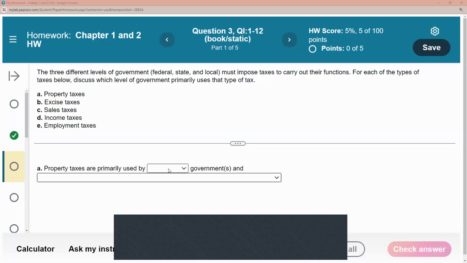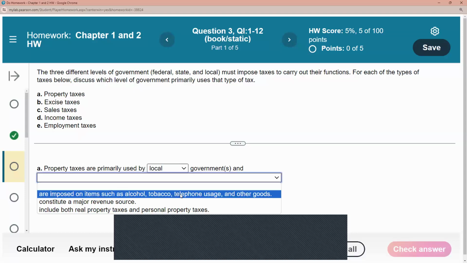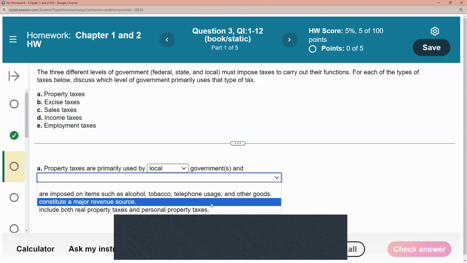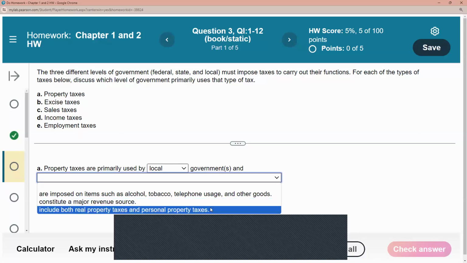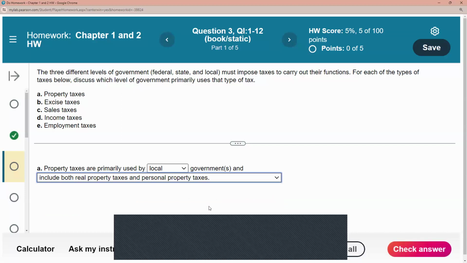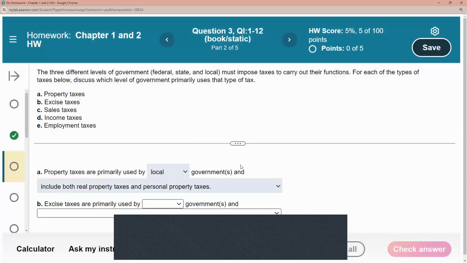So the correct answer for A is that property taxes are primarily used by the local government. The option saying they are imposed on items such as alcohol, tobacco, telephone usage, and other goods is no. Constitute a major revenue source? Seems like this could be a correct answer, but we always want to choose the best answer. Include both real property taxes and personal property taxes. So the correct answer is that they include both real property taxes and personal property taxes.